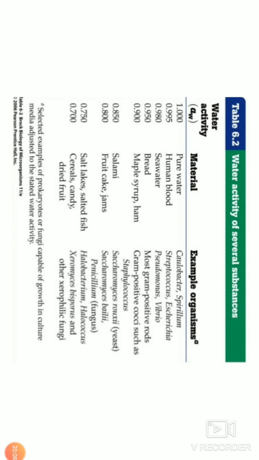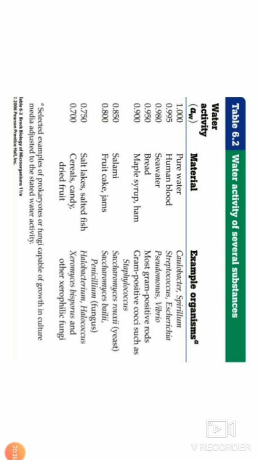Higher water potential, with less solute, is like pure water, where water activity is highest. Examples of organisms which can grow in such conditions are Spirillum and other bacteria. Human blood has 0.9 water activity. Streptococcus, Escherichia coli, and most of the mesophilic bacteria can grow in such a condition.